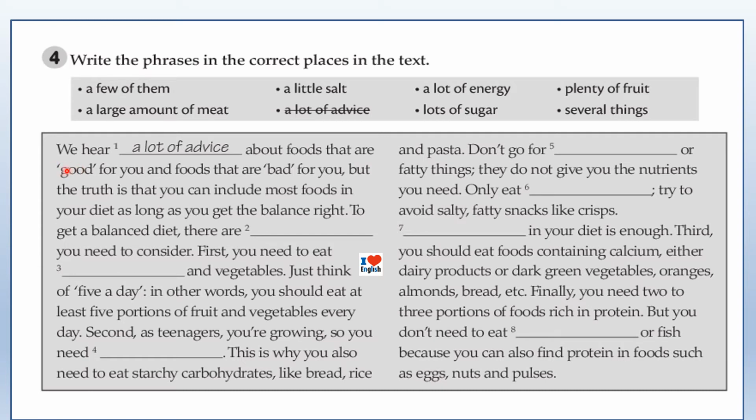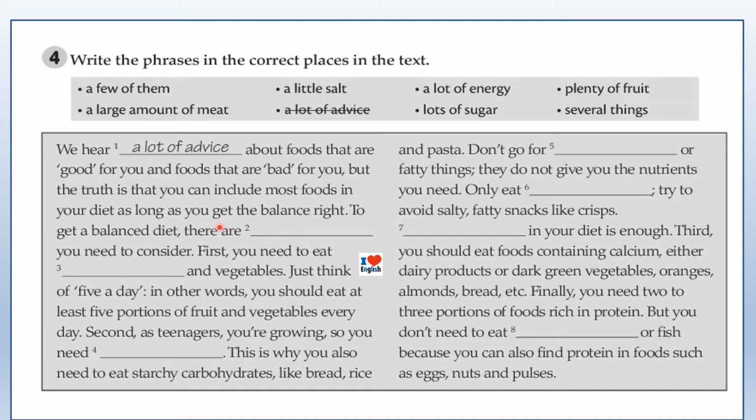The first sentence: we hear a lot of advice about foods that are good for you and foods that are bad for you. But the truth is that you can include most foods in your diet as long as you get the balance right. So from here we can understand that there is no such thing as good food or bad food. All foods are okay, but we should include most foods in our diet on condition that we get the balance right.